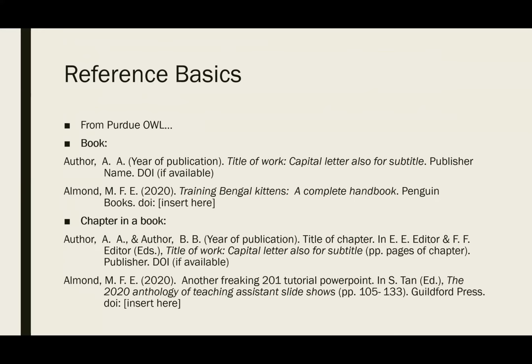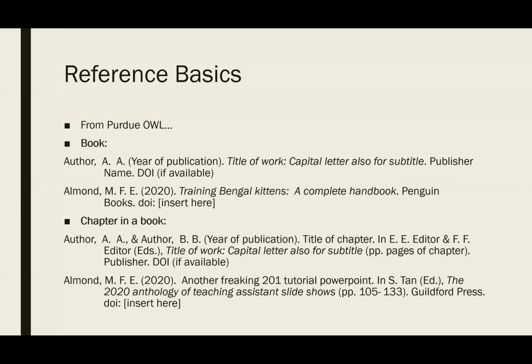And now this is from Purdue. For a book, you would put the title in italics because there's no journal name. You'd still put the publisher name though, and that is not in italics for books, and then the DOI if available. For an example, if I wrote a book about training Bengal kittens, which I won't because I don't know what I'm doing, I actually need some help there, it would look something like that on the slide. My name, my initials, the year, the title in italics, and then the publisher.